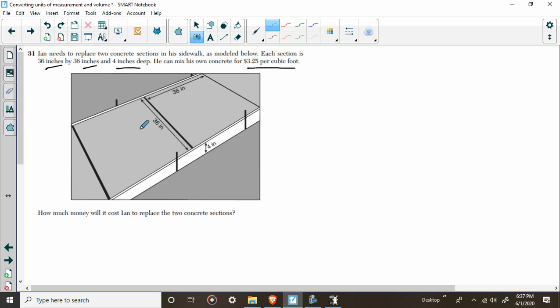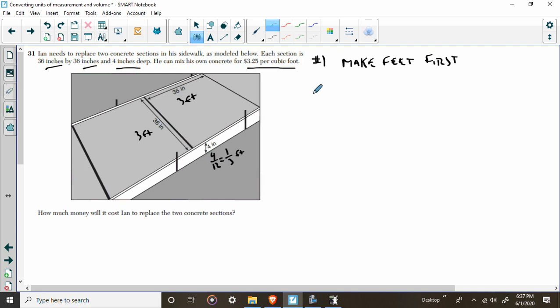So you have two choices. Either you can make these feet at the beginning, or you can make them feet at the end. It doesn't really matter, but I'll show you both ways. So we'll say, number one, make feet first. So let's think about this. 36 inches is 3 feet, no problem right there. 4 inches, well, what's 4 out of 12? 4 inches out of 12 is going to give you 1/3 of a foot.